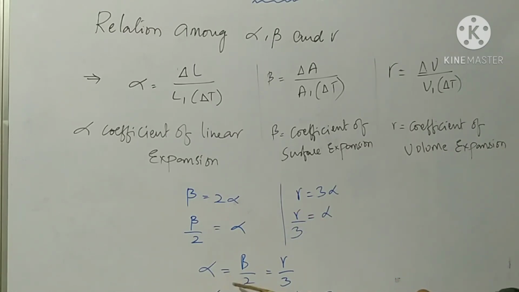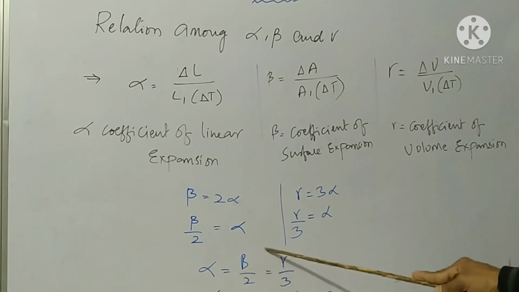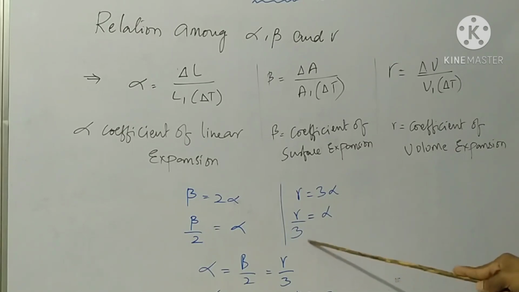So the relation between alpha, beta and gamma is alpha by 1 is equal to beta by 2 is equal to gamma by 3. So the ratio of alpha, beta, gamma is 1:2:3. This is a very important relation, my dear children. Alpha is to beta is to gamma equals 1:2:3. This is the final relation.